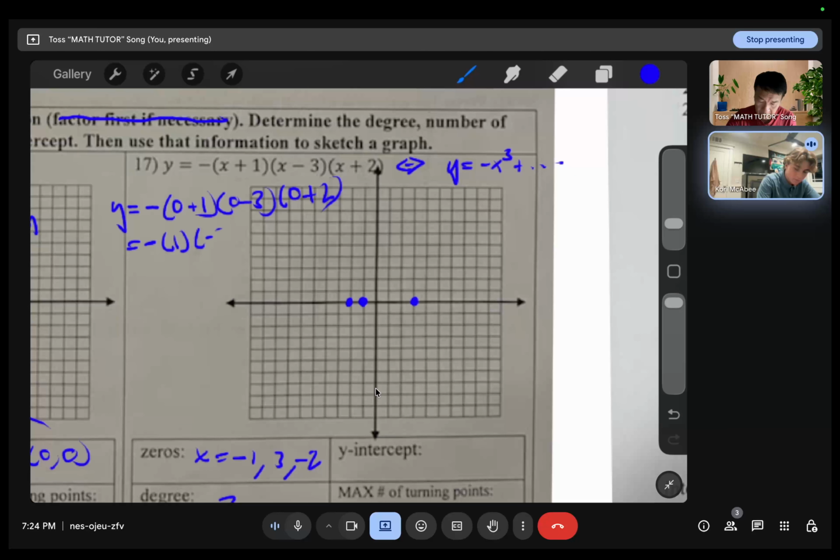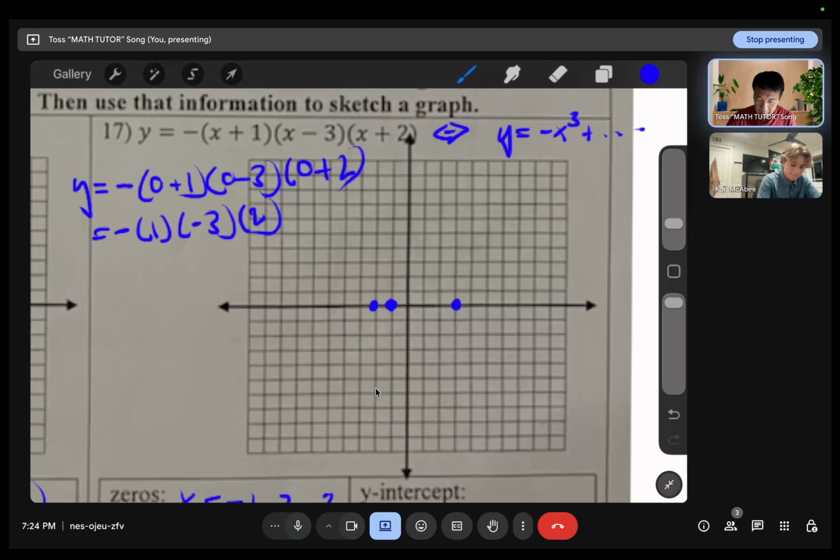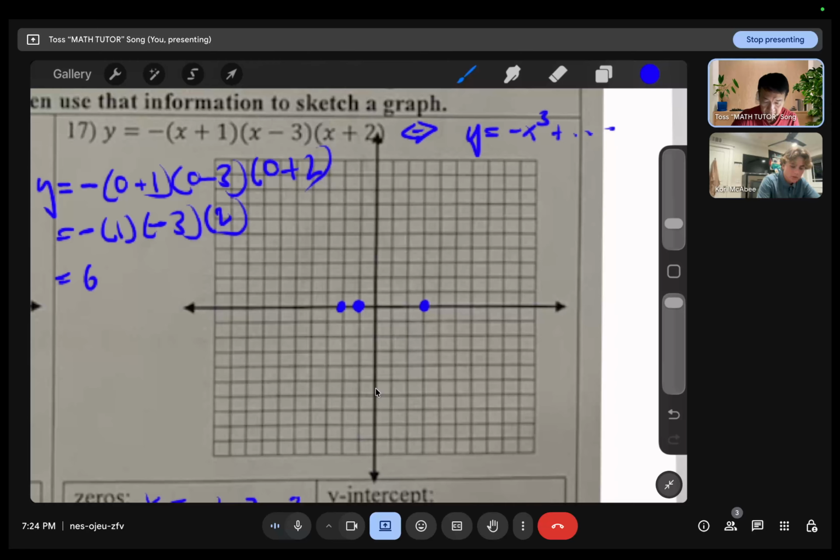1, -3, and a 2. Okay. So you multiply it all out, it'll be positive because there's two negatives here. So it's positive 6. That means the y-intercept will be up 6. All the way up 5, 6 right here.